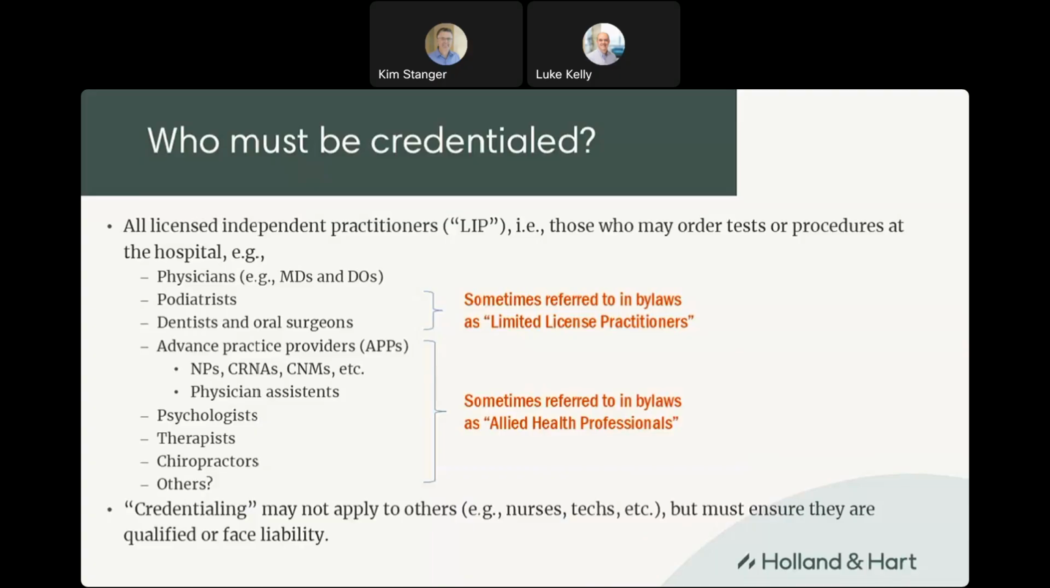Let's talk about credentialing. A few preliminary comments. Who must be credentialed? Who do you have to credential? In general, you've got to credential all those licensed independent practitioners, those who may order tests or procedures or services, perform services at the hospital, those who can act independently of others. That would be your physicians, podiatrists, dentists, APPs, psychologists, therapists, others. Sometimes some of those non-physicians are referred to as limited license practitioners or allied health professionals, but those are the ones that under applicable laws, you generally have to engage in credentialing.